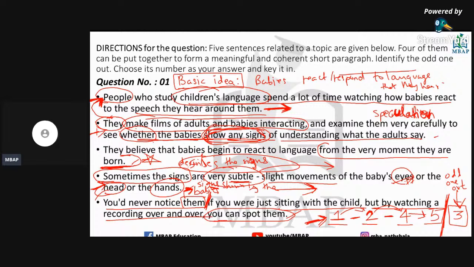And then in the last sentence, the author says that you would never notice these signs. I told you, right? You would never notice these signs if you are just sitting with the child. But you will be able to notice them if you record their videos while they're interacting with someone, and then you watch the recording over and over. If you do so, you will be able to spot these signs. So the final answer, the odd one out in this case, is sentence 3.